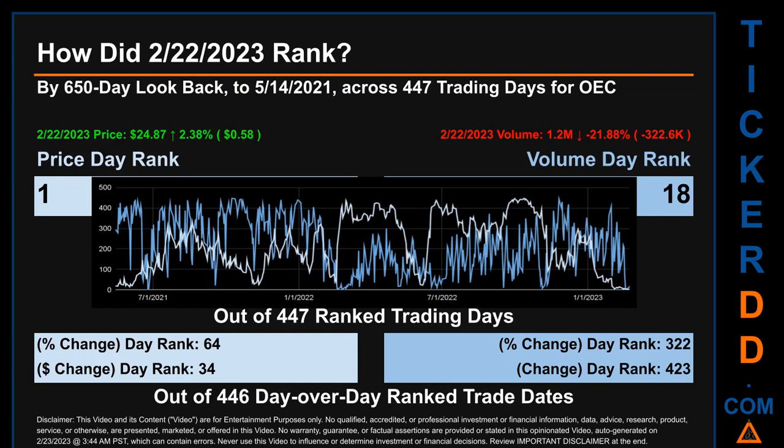The line graph overlays price and volume's daily ranking, as shown respectively in light versus dark blue, across those target trading days. In this view, essentially the dips are good whereas the spikes are bad. The price's day-over-day percentage change, jumping 2.38% on February 22, 2023, had a day rank of 64 while its dollar difference of 58 cents had a rank of 34 when compared day over day across 446 trading days. Volume's percentage change and difference were ranked respectively at 322 and 423.